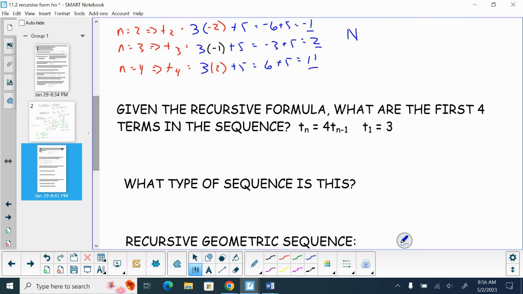If we take a look at the first four terms of the next sequence, we have Tn equal to 4 times Tn minus 1. Once again, don't get hiccuped into thinking that T1 is not given and I have to find something. T1 is already given to you as a value of 3.